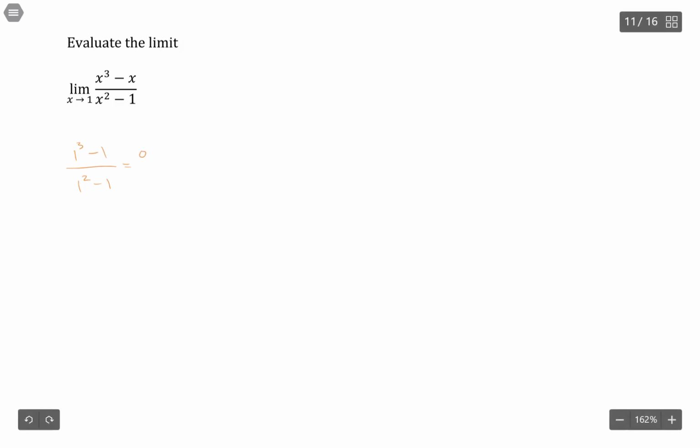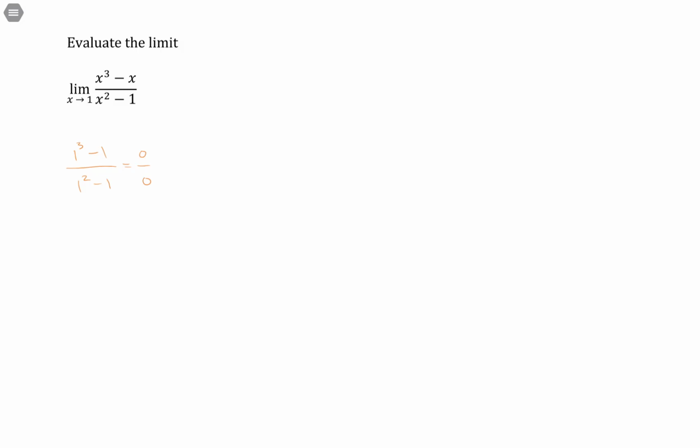In this case, I have 1 minus 1, which is 0, over 1 minus 1, which is also 0. Now, that's an indeterminate form, and that doesn't tell me that the limit exists or it doesn't exist. It just tells me that there might be some algebra that I can do to reduce it to a form that I can actually get a limit to exist.